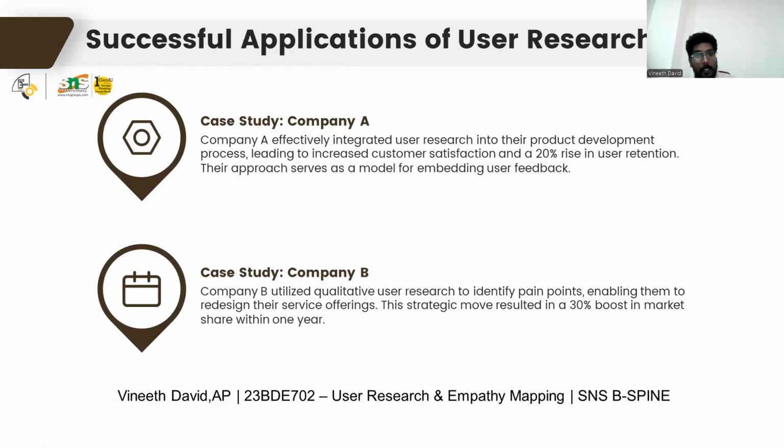So Company B used qualitative research to uncover user pain points, which led to a redesign of their services, resulting in a massive 30% jump in market share in one year. So that is the kind of impact research can have.